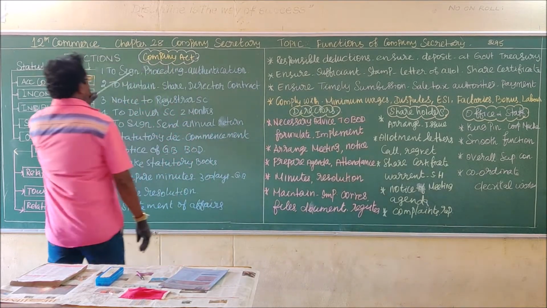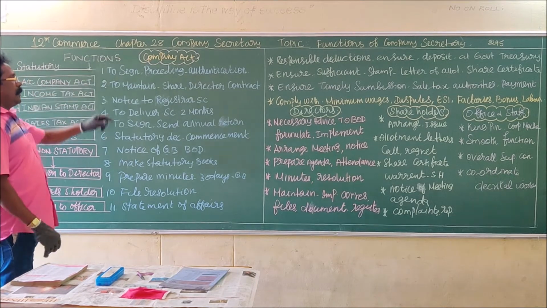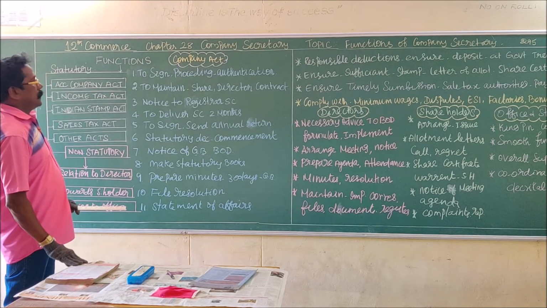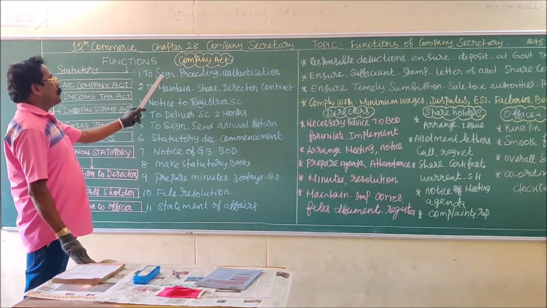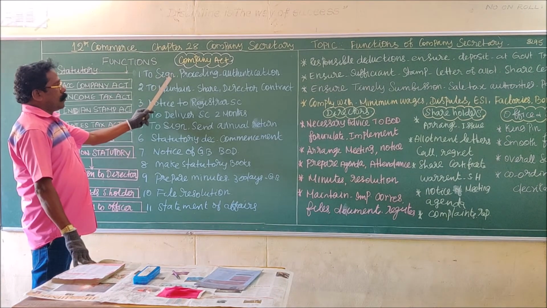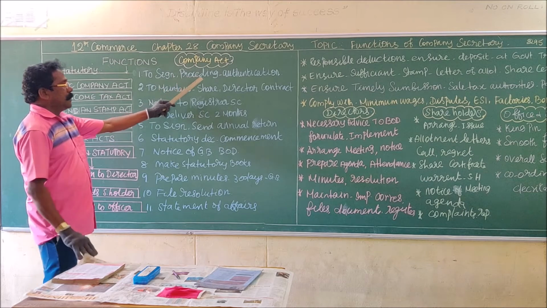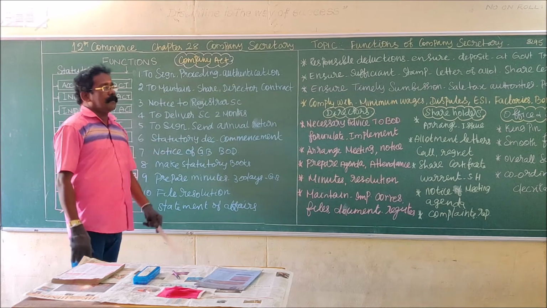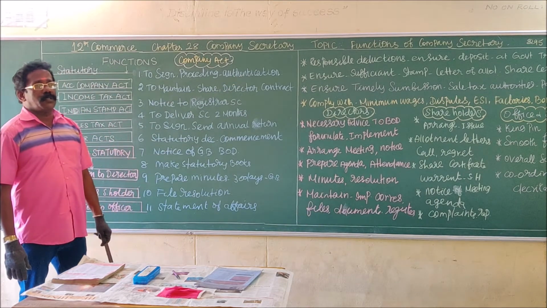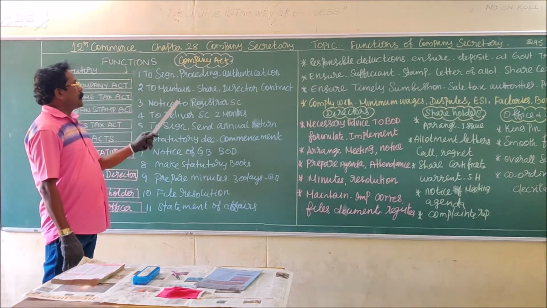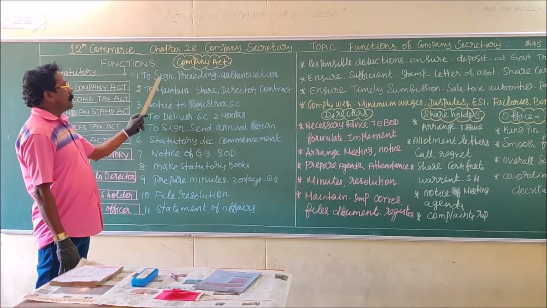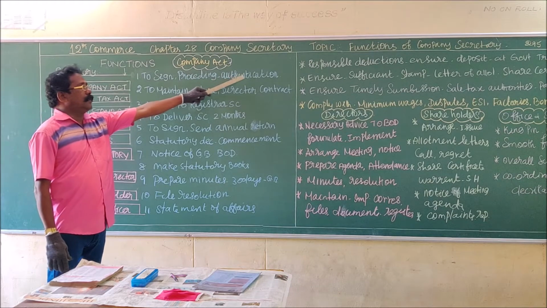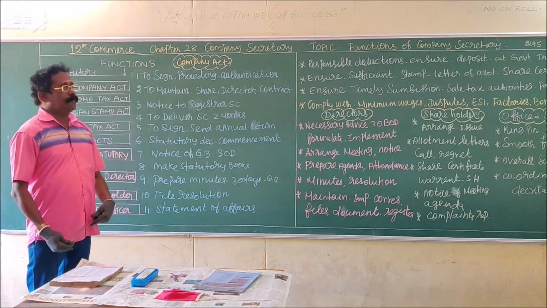First of all, as per the Companies Act of 2013, what are the functions to be performed by the secretary? Number one, to sign the documents and other proceedings regarding the requirements of authentication by the company. The authentication of the company is done only by the signing of the secretary.